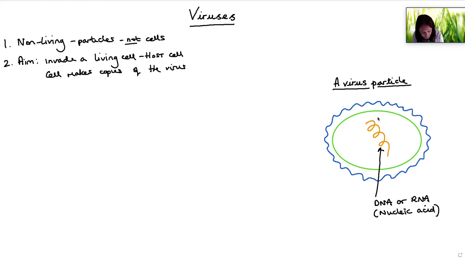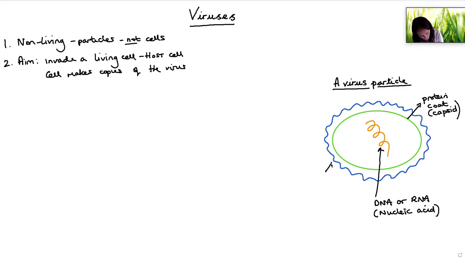Surrounding that nucleic acid, you find a protein coat, sometimes known as a capsid. Now, for some viruses, that's it. They really are very simple. They don't contain any of the organelles that you find in a eukaryotic cell or even a prokaryotic cell. So check out my videos on either of those two cells to take a look at some of the organelles you find in those cells. They're far more complex than this virus particle.